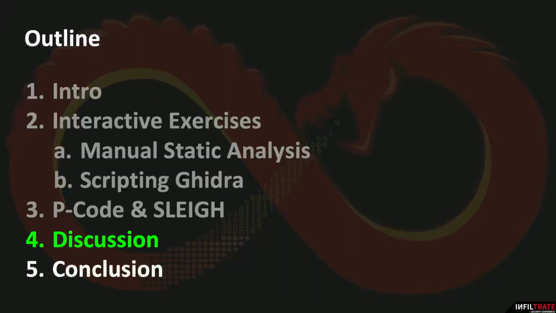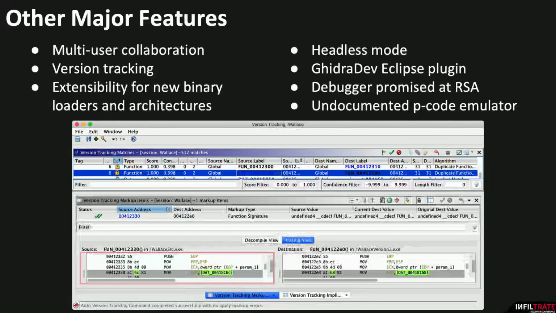So that concludes our discussion of P-code, SLEIGH, scripting, and interactive use of Ghidra. Moving into the conclusion, I want to talk through some discussion points. First off, other major features of Ghidra. We've only covered a brief subset of what Ghidra can do. It can do a whole lot.